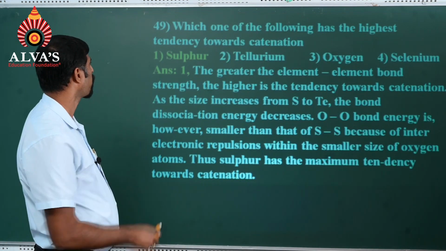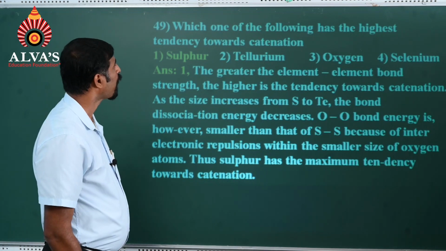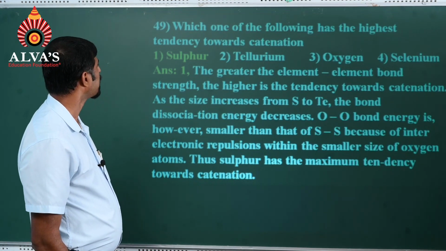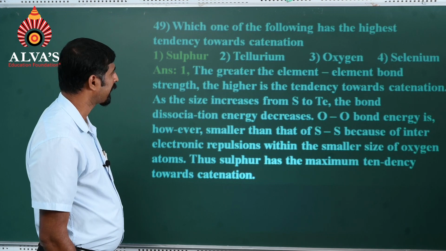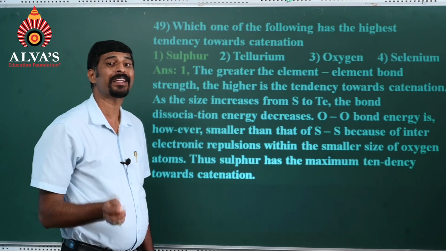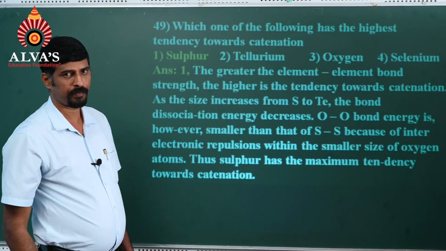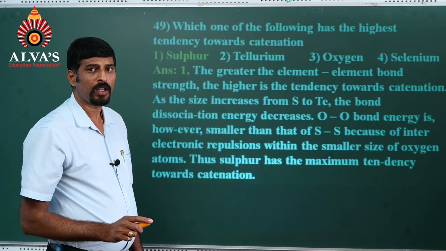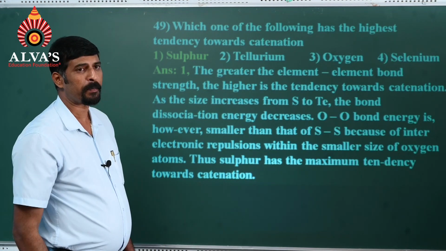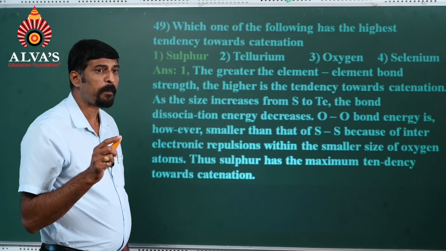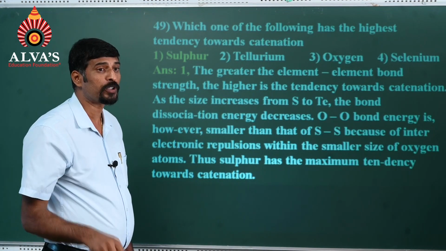Next we'll move on to question number 49. Which one of the following has the highest tendency towards catenation? Catenation is nothing but the self-combining capacity. If you observe the 16th group elements, the catenation property decreases down the group.